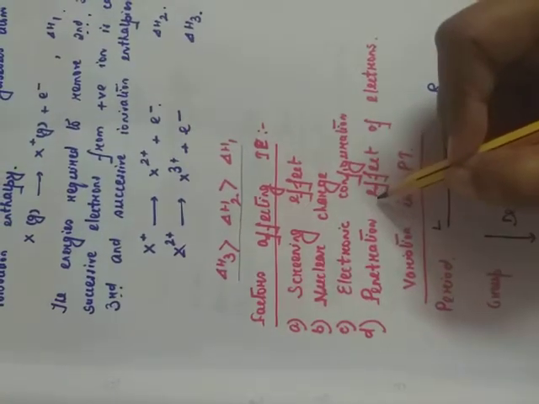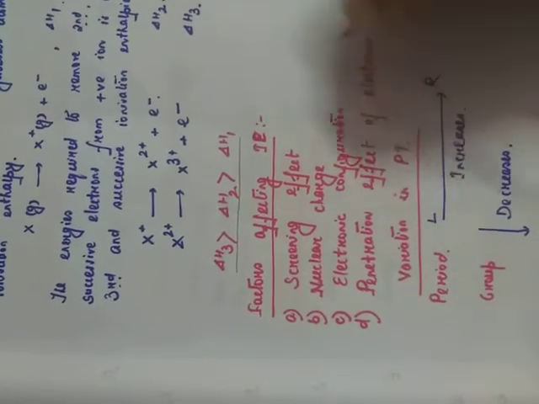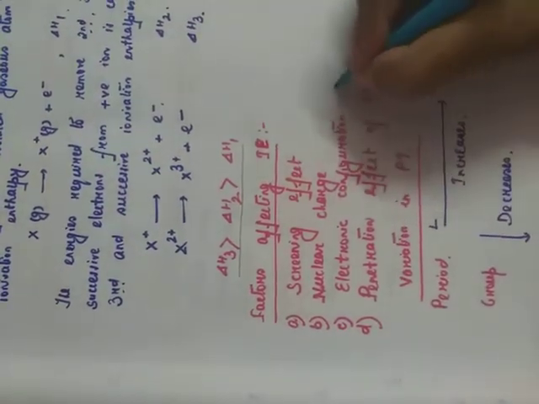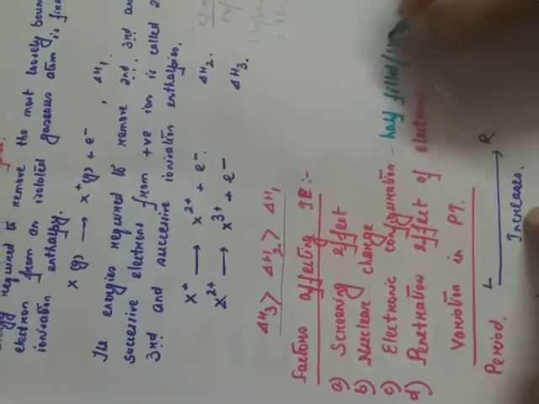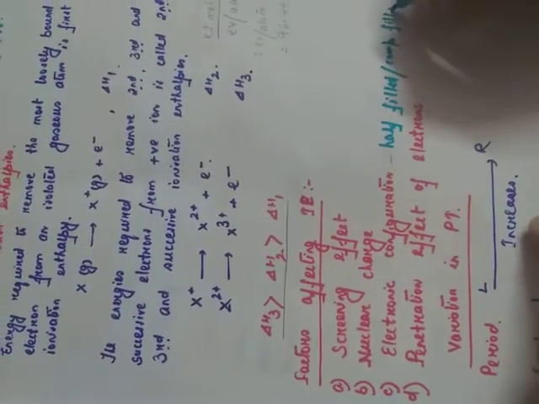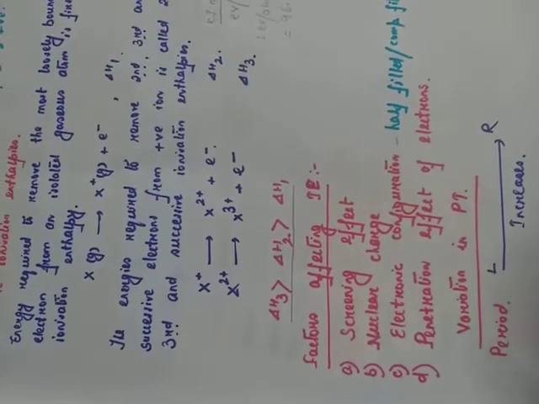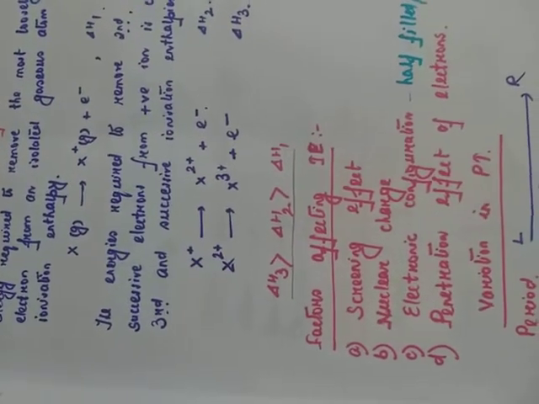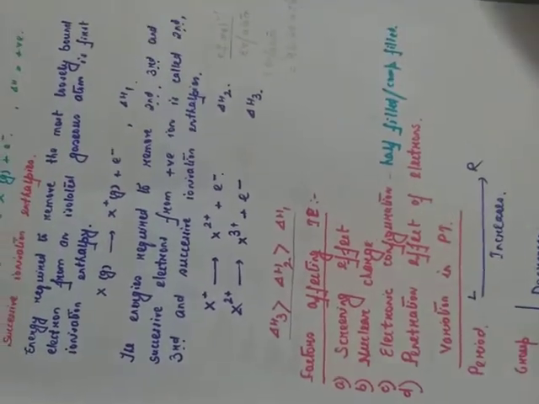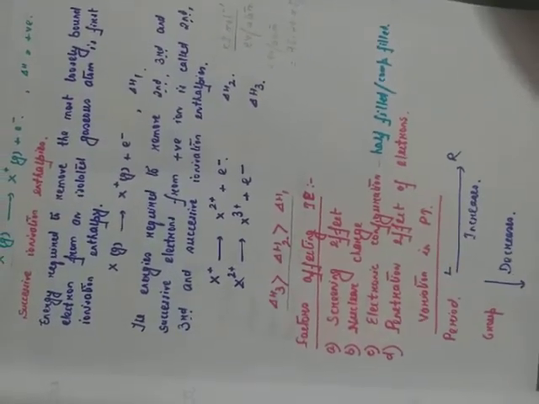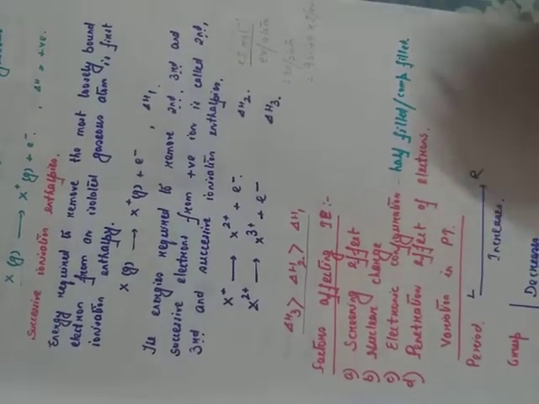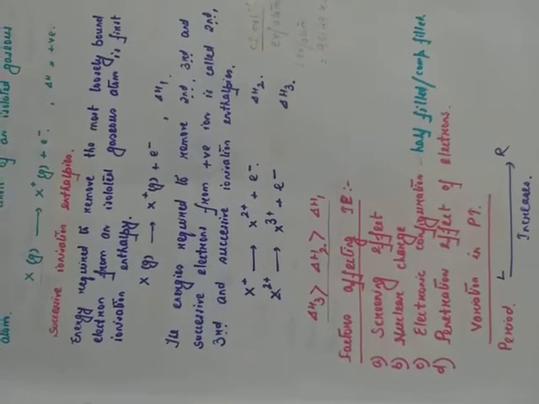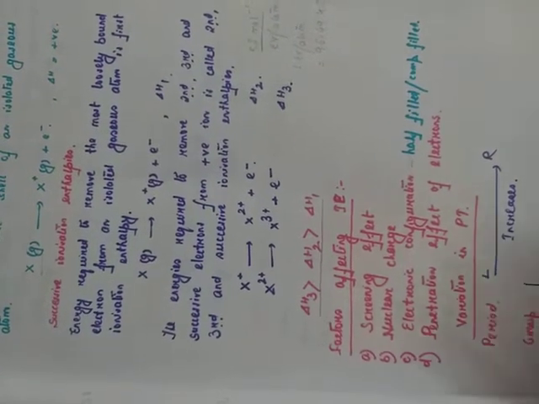The next one is electronic configuration. As I said, exactly half-filled or completely filled configurations are very stable, for example, d5, d10 or f7, f14 are more stable. So a configuration with half-filled or fully filled orbitals is more stable, and therefore atoms with such configuration are expected to have a very high ionization enthalpy.